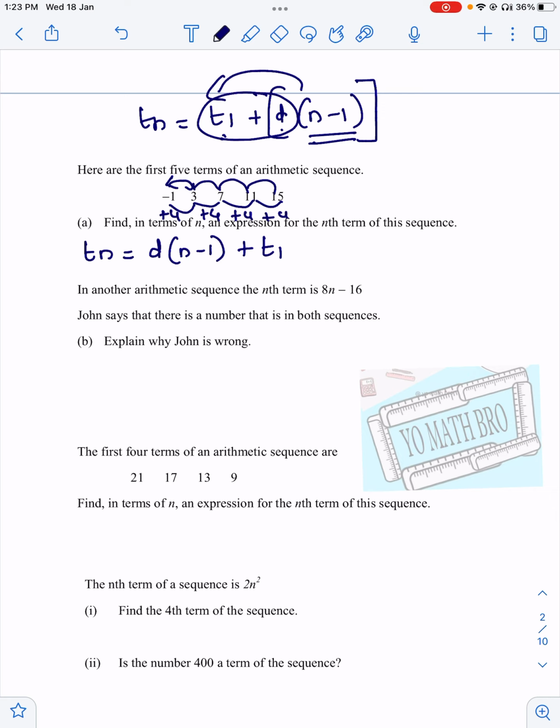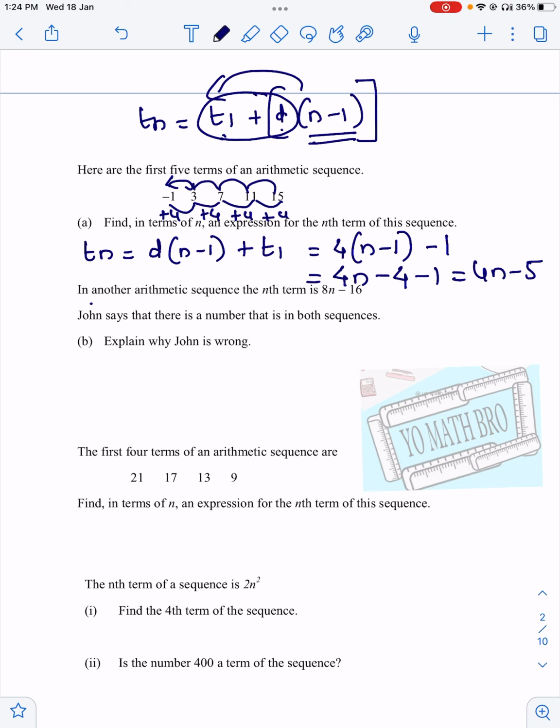So here the difference is 4, n minus 1, and now here my first term is minus 1. Not an issue. Multiply 4 into n, 4n minus 4 minus 1. My answer is 4n minus 5. Okay. Again a very tricky question.